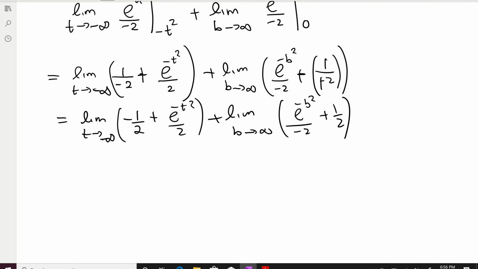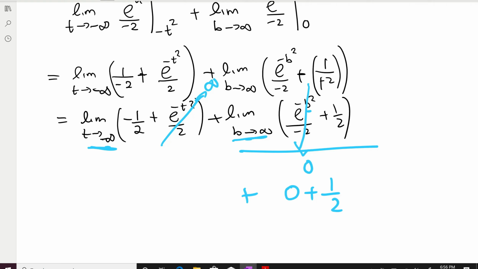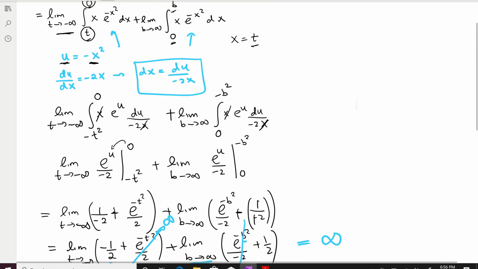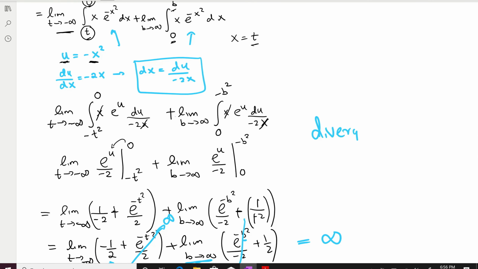So let's first find this limit. When b goes to infinity, when b gets large, e to the negative b square gets very small. It goes to 0. So 0 plus the limit of half is half. Plus, when t goes to negative infinity, the limit of e to the negative t square, since t goes to negative infinity, this gets extremely large. It goes to infinity, and this guy goes to negative half. So altogether the limit is infinity. That means this integral is a divergent integral.